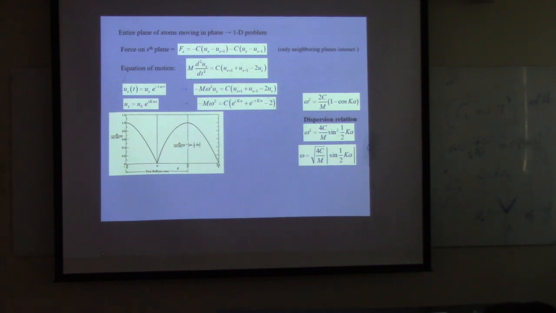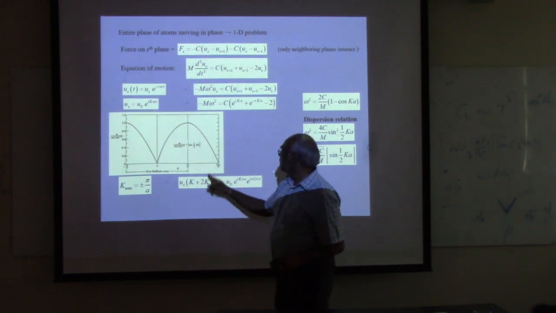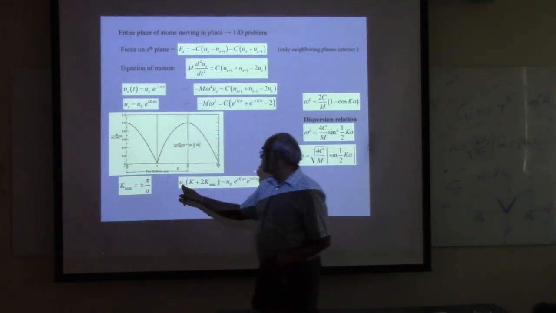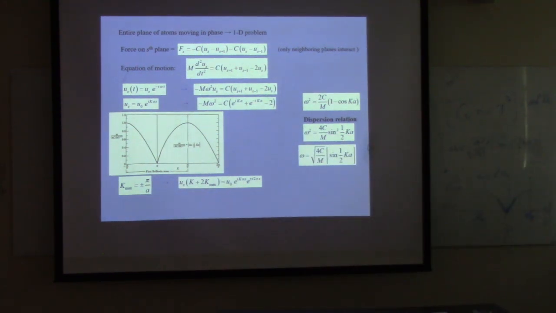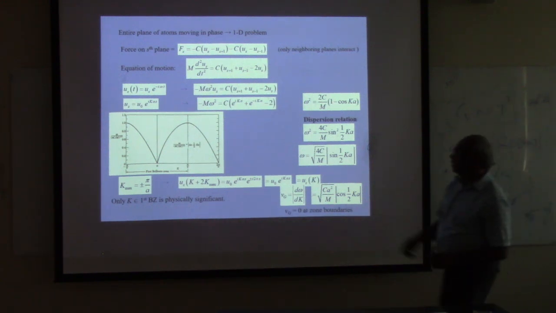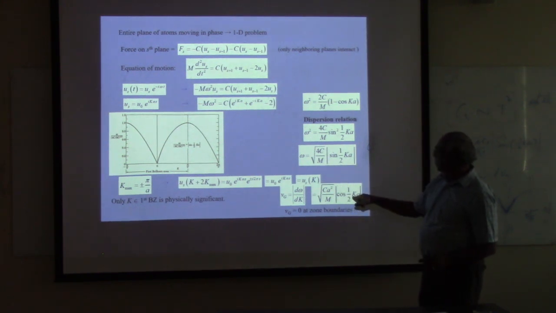Yes, to understand how to do that kind of thing. So this is what I was trying to say. Anything more than this is 2k maximum. Anything above this one is the same as what you have in the first Brillouin zone. Just to show it. Okay, so Vg is 0 at zone boundaries, right? If you take d omega over dk, when you take the derivative, this becomes cosine of Ka, and cosine of 90 degrees becomes 0.